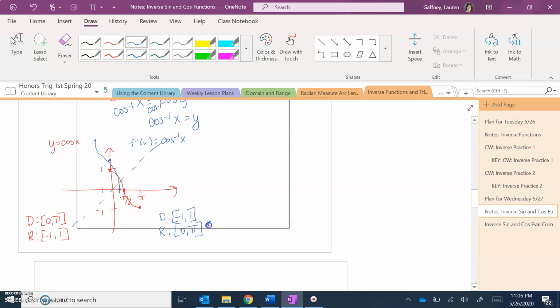Well, this is going to have implications when you use cosine inverse. Here, your only solutions are in quadrants 1 and 2. If you think about it, here's 0, here's pi.